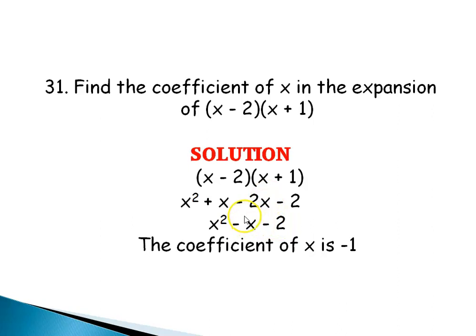Alright, so this is x. What is the coefficient of x here? Minus 1. Remember, there's a negative sign here. So the coefficient of x is minus 1. Once you have x written alone, it shows that there's a 1 there. So that's minus 1.